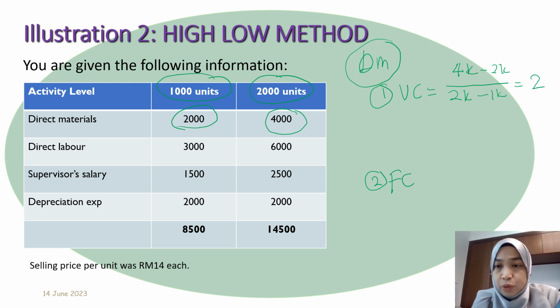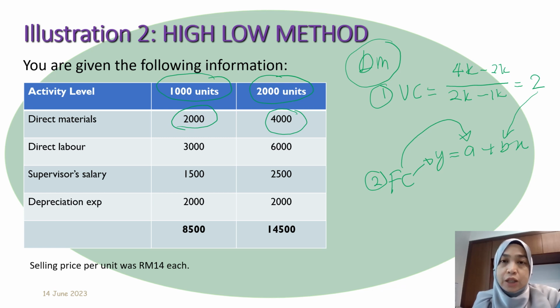Okay, step 2, you substitute this 2 ringgit into the equation. So in order to calculate fixed cost, you will use this equation, y equals a plus bx. Okay, whereby y is actually the total cost for the product at that particular activity level. A is constant. Constant means your fixed cost. B is the value for variable cost, and x is the activity level.